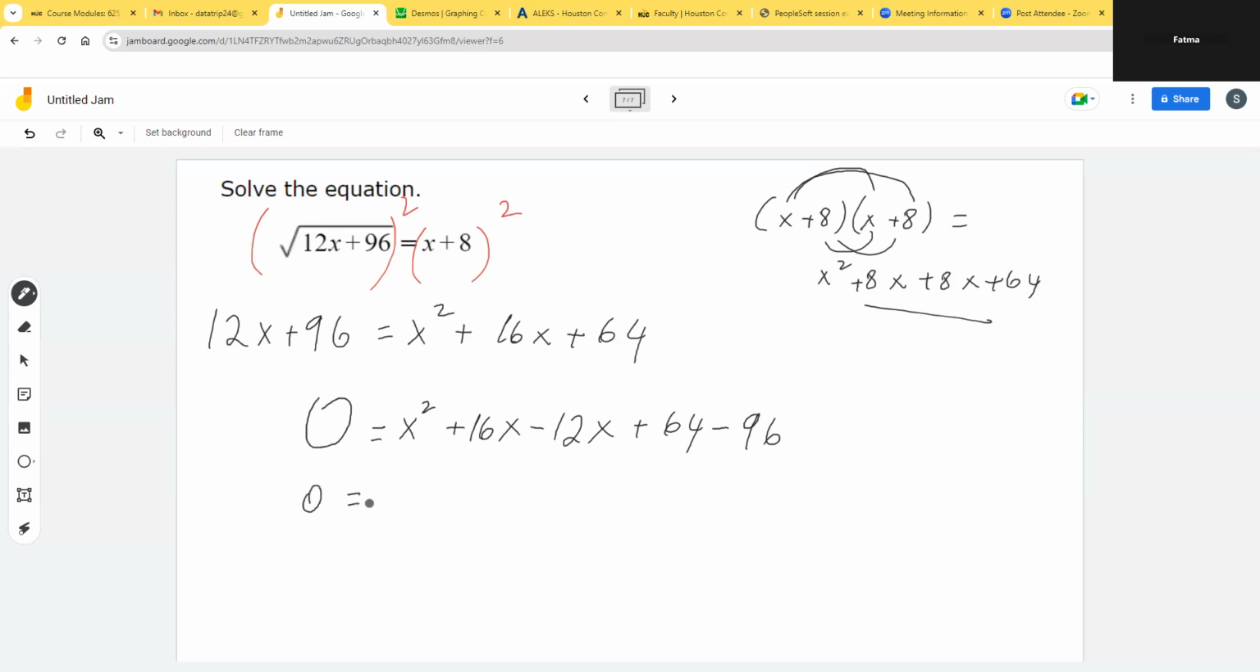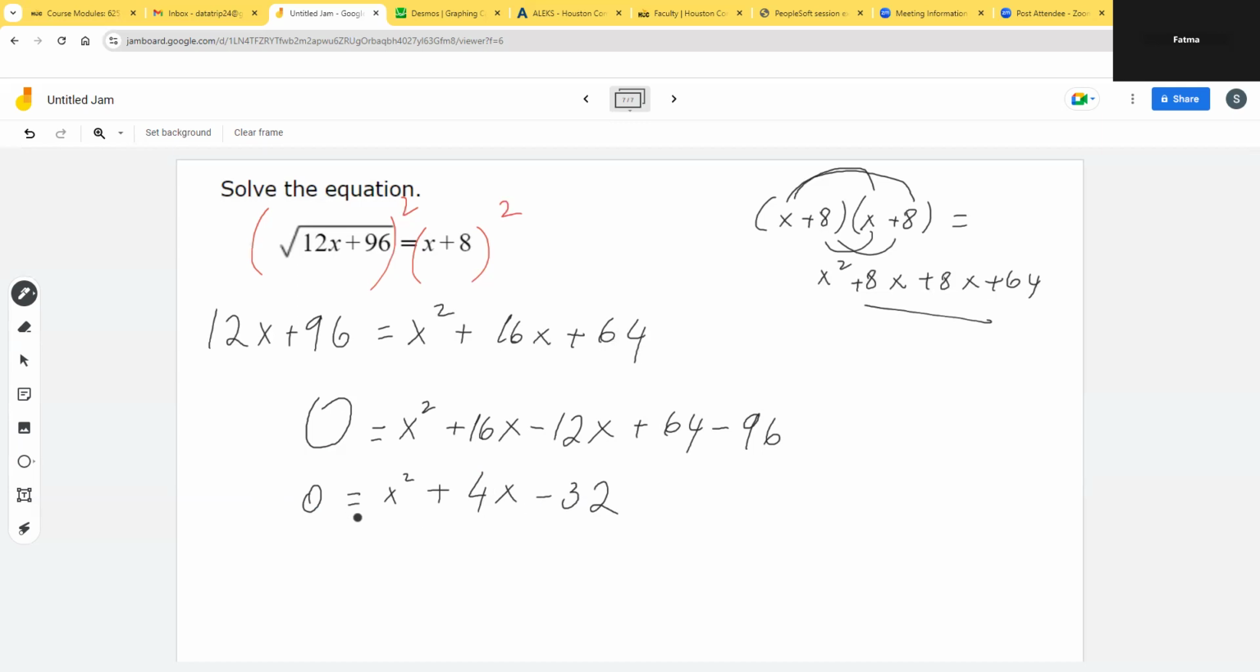Now let's organize what we got here. We have an x squared, positive 16x and negative 12x. When I combine them, what do they give me? Is it negative 4x or positive 4x? It's positive 4x because 16 is bigger and it's a positive number. So this will be a 4x. And 64 minus 96 will be a negative 32, I believe.